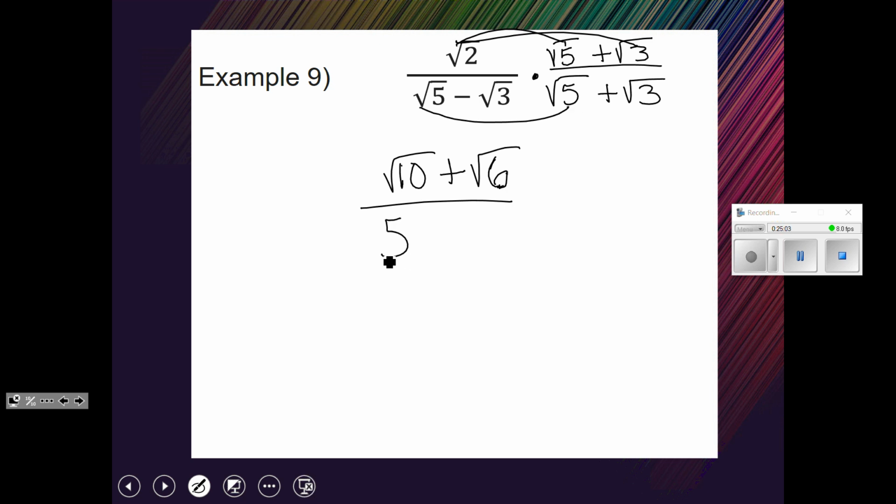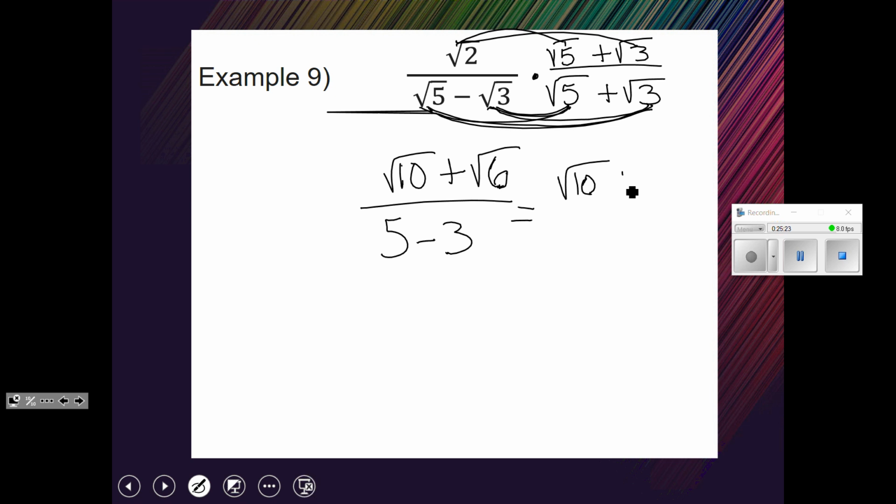Now, let's try this. We know the outer and the inner. This will give you square root of 15. This will give you the negative square root of 15. They're going to cancel. So don't worry about that. Then if you do the last, negative times a positive is going to be a negative. Square root of 3 times square root of 3 is just 3. So this is going to be square root of 10.